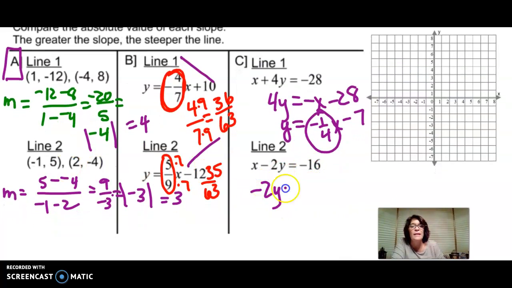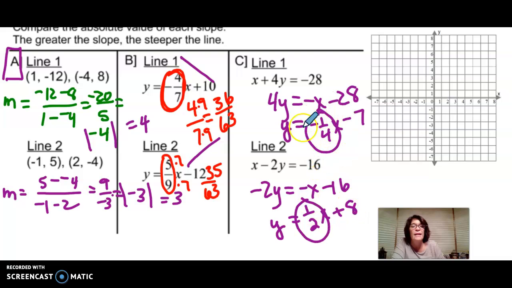Same type thing. I'm going to have to get that x to the other side and divide by -2. -1 divided by -2 is a half. -16 divided by -2 is 8. So this has a slope of a half. The other has a -1/4 slope. Let's see, I'm going through -7. 1, 2, 3, 4, 5, 6. If I have a -1/4 slope, I go down 1/4. But the steepness, I would say the steepness is 1/4. If we're just comparing, we want to compare their absolute values.